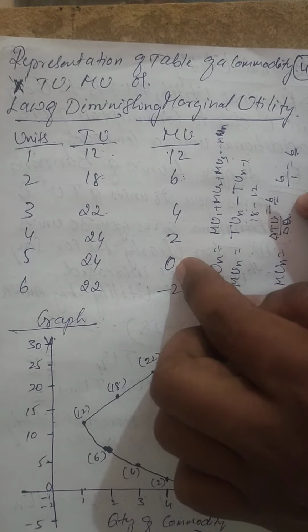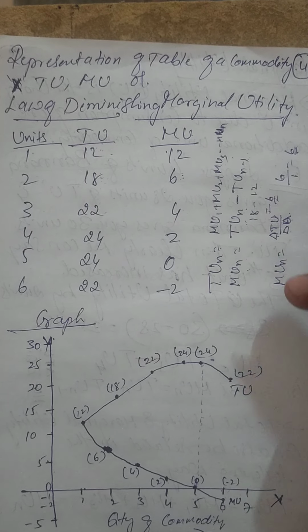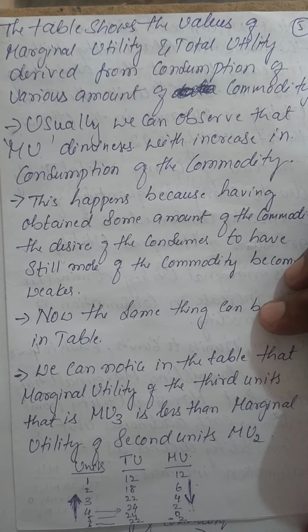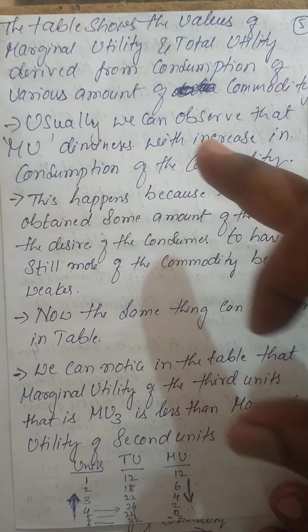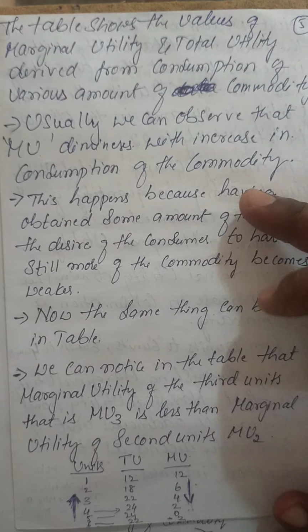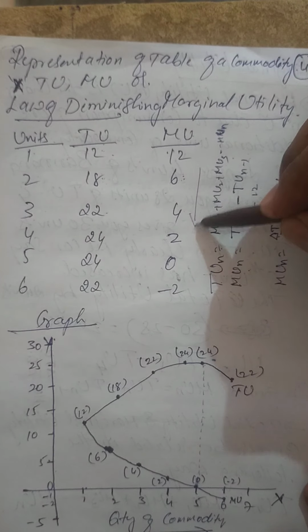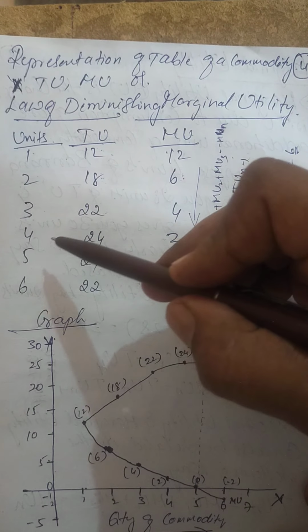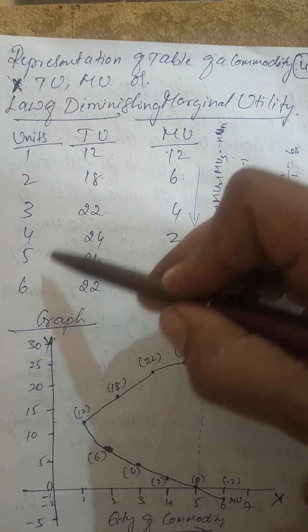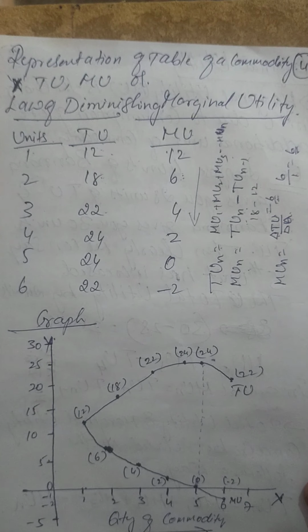So there are two particular ways you can calculate. This is how marginal utility is related with total utility. Based on that you have the particular explanations also. Usually we can observe that marginal utility diminishes with increase in consumption of a commodity. As I said, marginal utility is diminishing as the total utility of consumption is increasing. The consumption level is increasing, the marginal utility level is decreasing.